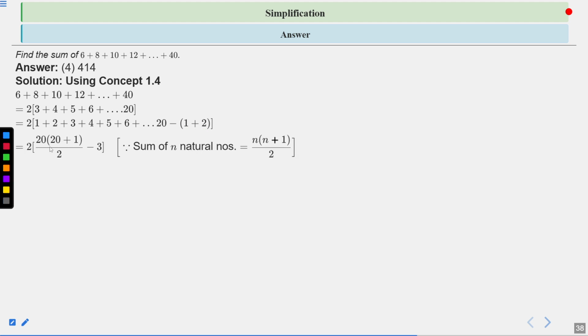So by using the sum of n natural numbers, which is n into n plus 1 by 2, applying it, we get 2 into 20 numbers multiplied by 20 plus 1 by 2, and minus 3, because these numbers are extra we are adding in our expression. When we simplify it, we get 2 into 210 minus 3, which equals 2 into 207. When we multiply it, we get 414. So the fourth one is the correct answer of this question. Next one.